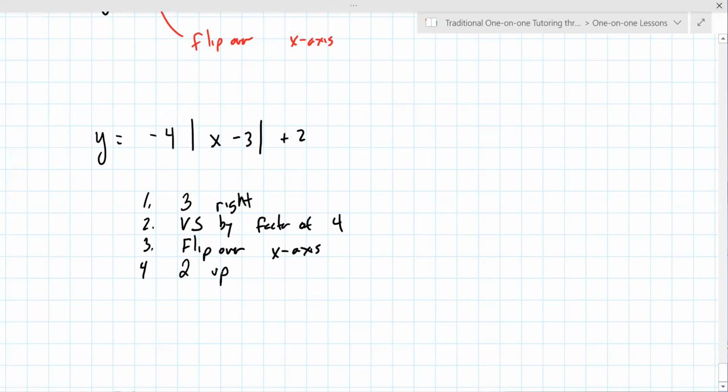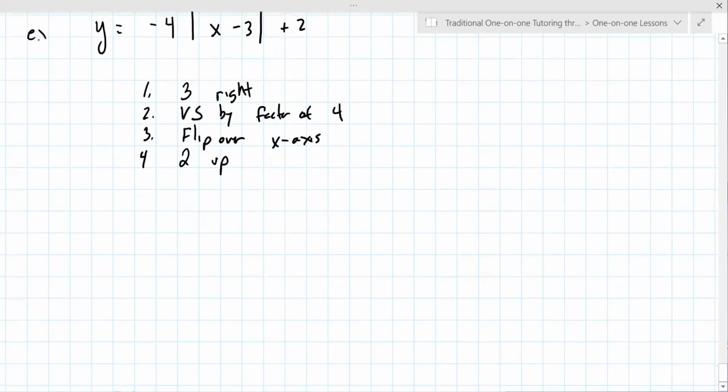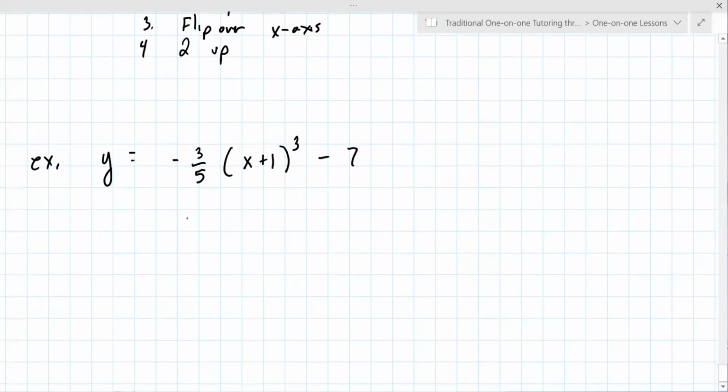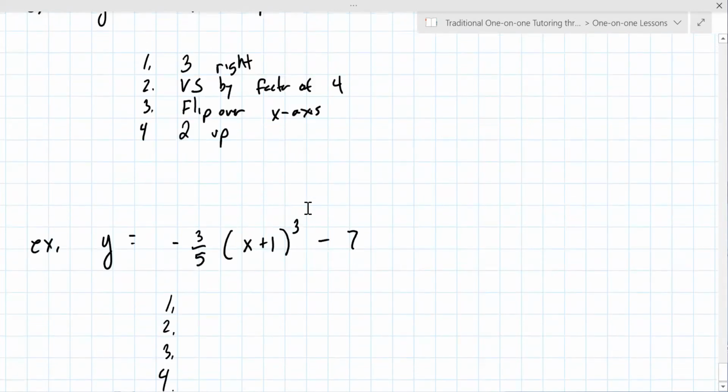Okay. So let's try another example here, and the parent function doesn't matter. So let's say it's y equals -3/5 times (x plus 1) cubed, minus 7. The parent function doesn't matter. You look at it the same way. There's 1, 2, 3, 4 transformations here. See if you can come up with those. It's just like the last problem. They're just different numbers, different parent function.